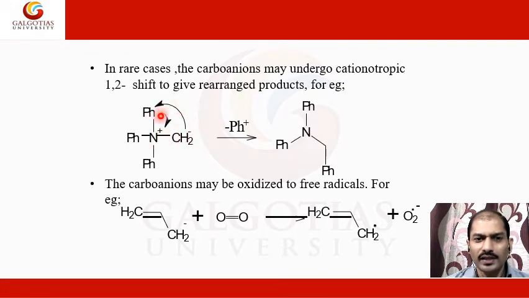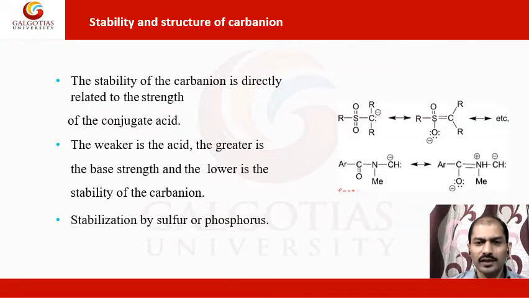And you can see here, this carbon is getting over here. You can see this methyl is now attached to this phenyl group. So this kind of shift is a rearrangement type of shift, rearranging over here. The carbanions may also oxidize to free radicals. For example, a free radical can be oxidized here. So this can make reactions like this as well.